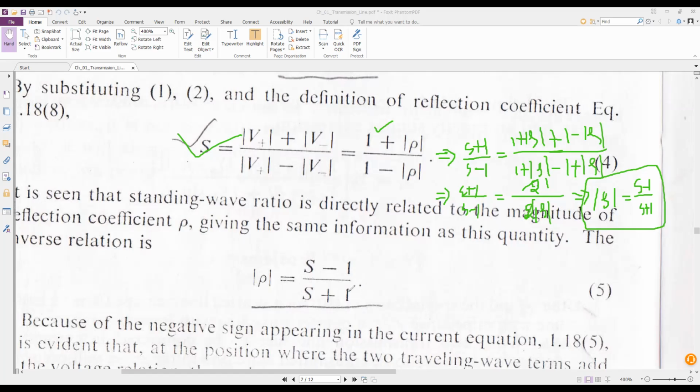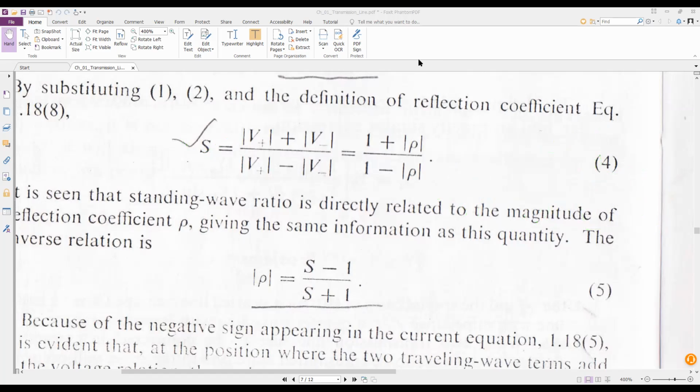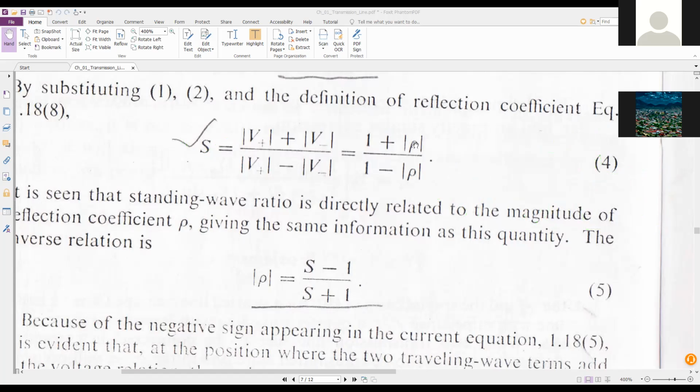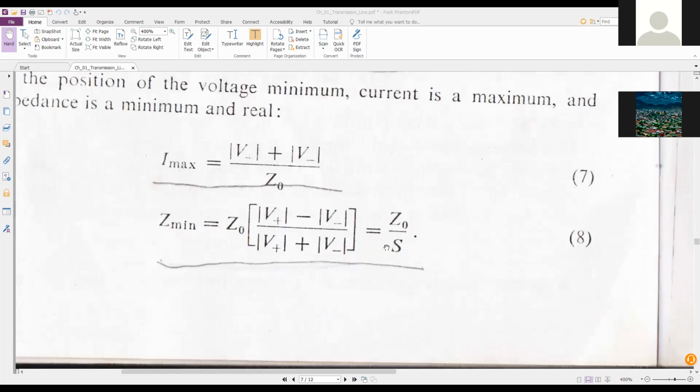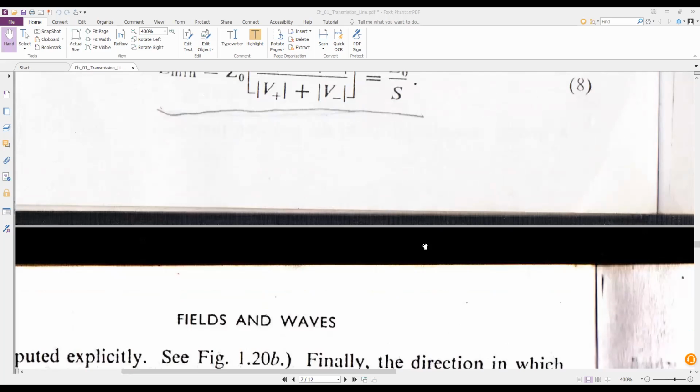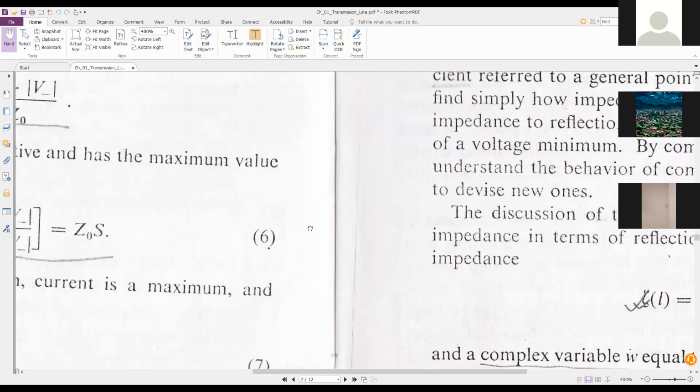Okay, you understand? Is it clear to you? Yes, sir, it's clear. Okay, very good. Now, the maximum impedance would be Z naught into S, and the minimum impedance would be Z naught by S. This is the formula. Let's do the math from here.